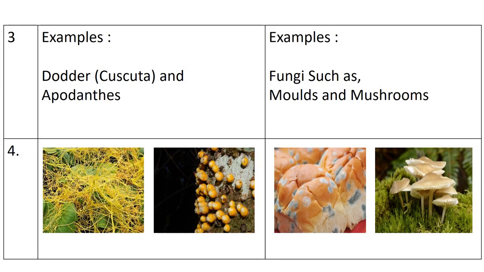Point number 3. Few examples of parasites: dodder or cuscuta and epiphytes. Whereas few examples of saprophytes: fungi such as molds and mushrooms. Point number 4. Here, the pictures of the examples are given.